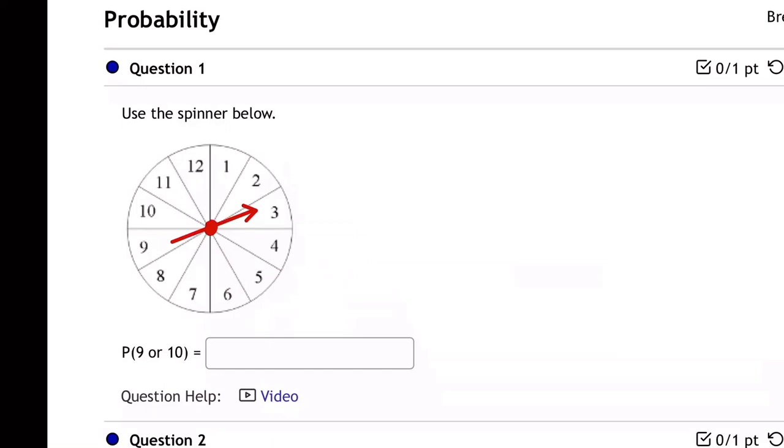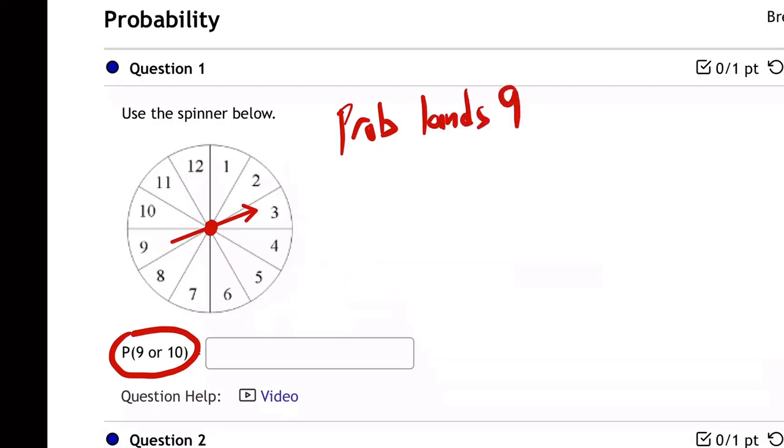And what's the probability right down here? That P stands for probability. What's the probability that it lands on 9 or 10? That's what that's saying. What's the chances it'll end up landing on 9 or 10? If you're playing some kind of game and you want to land on 9 or 10, how are we going to figure that out?